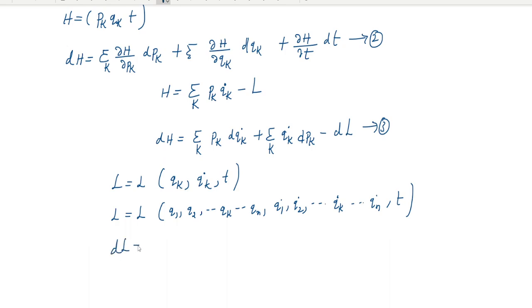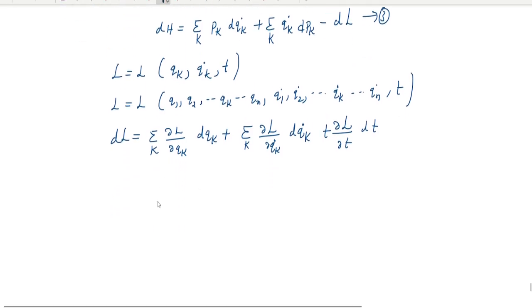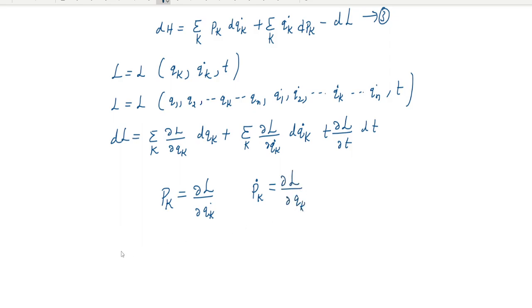So the differentiation of the Lagrangian is the summation of the partial derivative of L with respect to the generalized coordinate times dq, plus summation of the partial derivative of L with respect to the generalized velocity times dqk dot, plus partial L divided by partial t times dt. But we know the generalized momentum pk equals partial L divided by partial qk dot, and p dot k equals partial L divided by partial qk. So I'm going to use this information here.